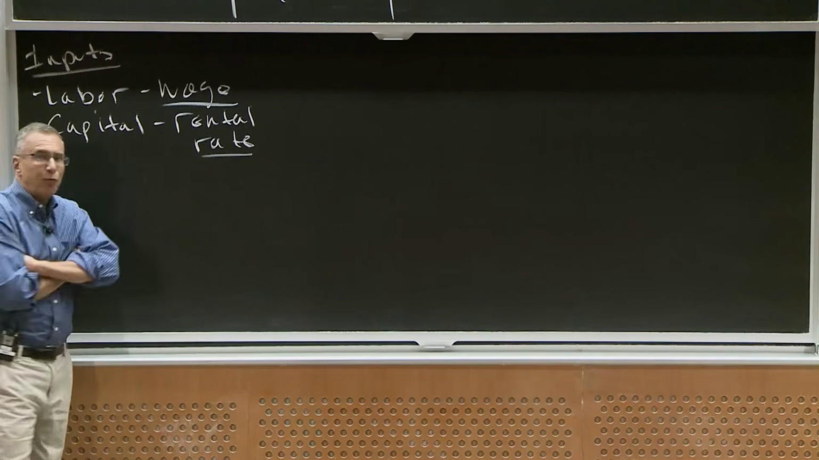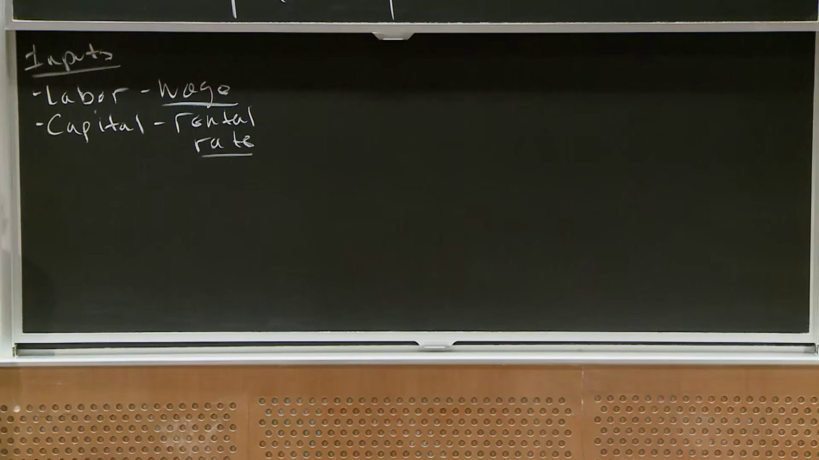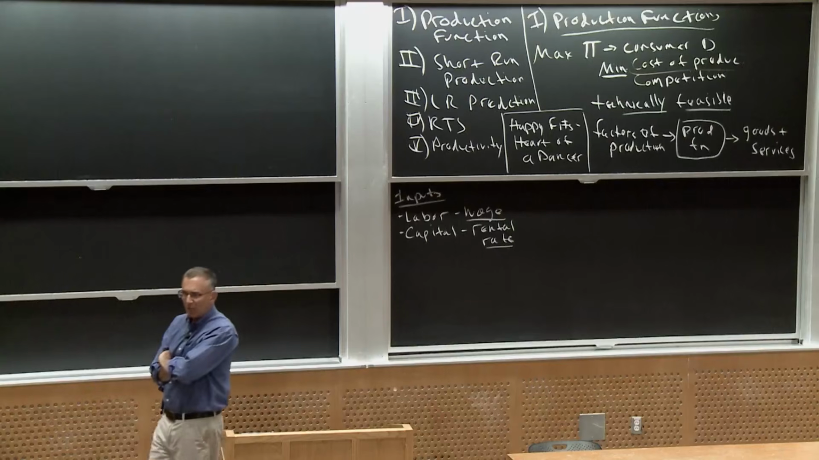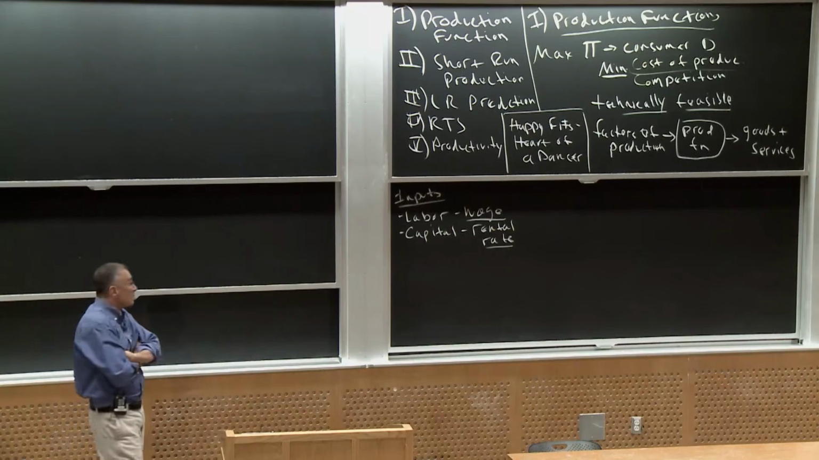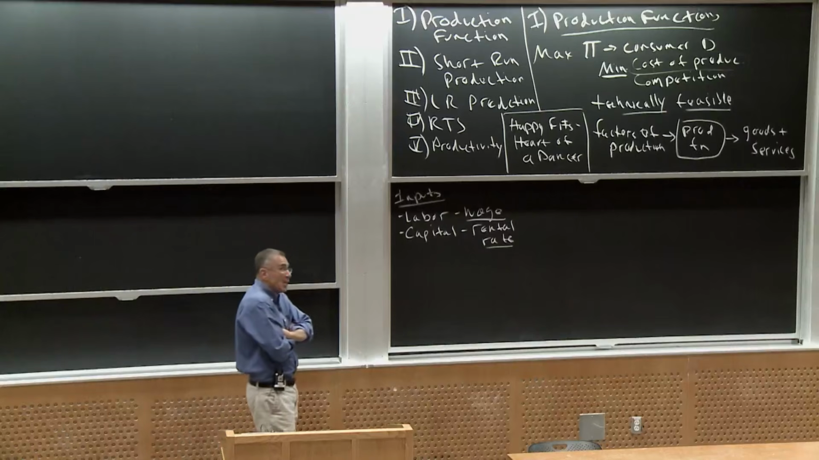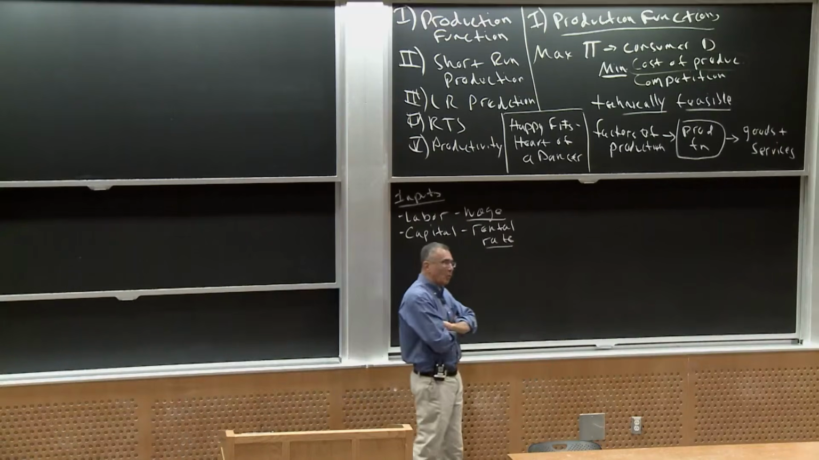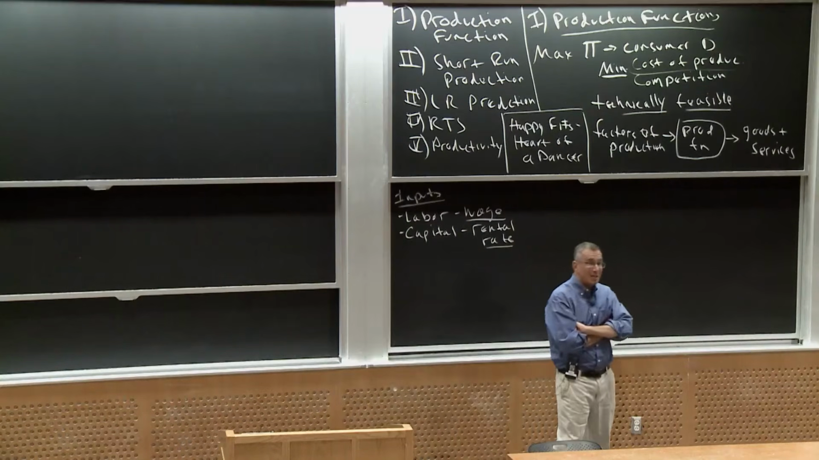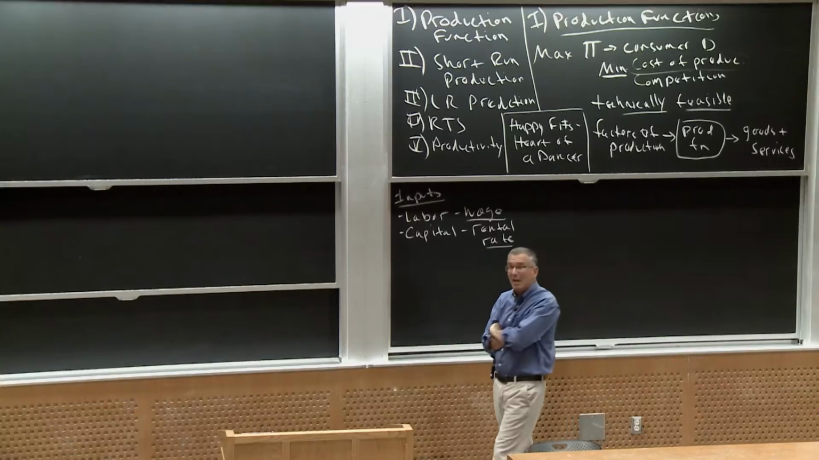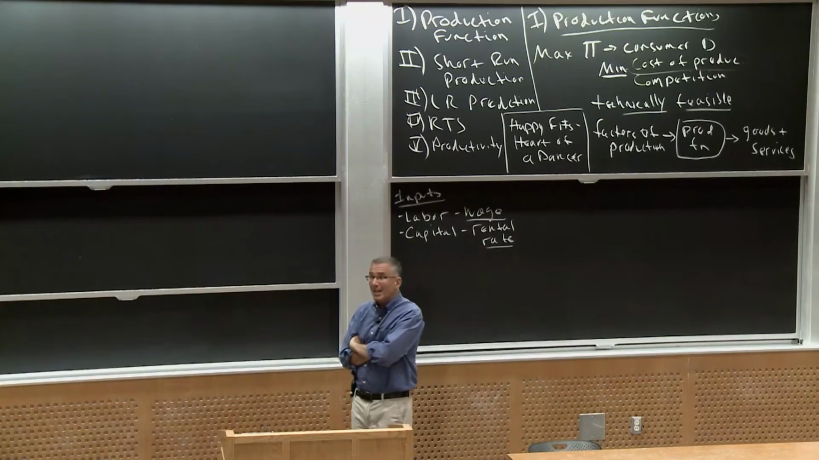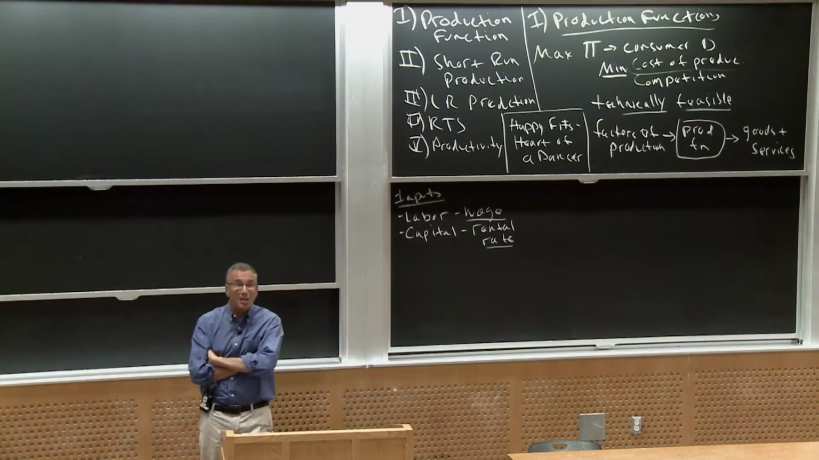In other words, think of whatever you use in production as rented. You rent a machine. You rent a building. In some sense, for workers, the wage is the price you pay to rent an hour of a worker's time. And the rental rate is the price for renting a unit of capital.